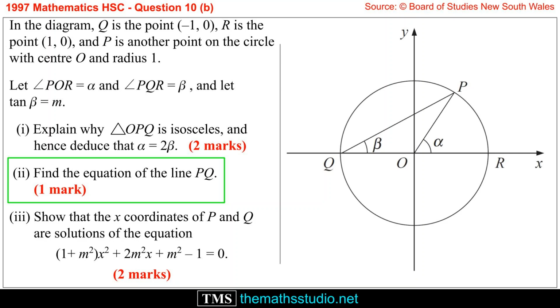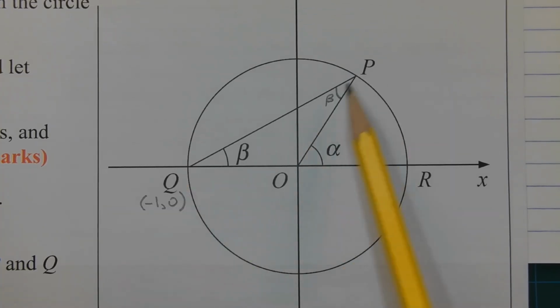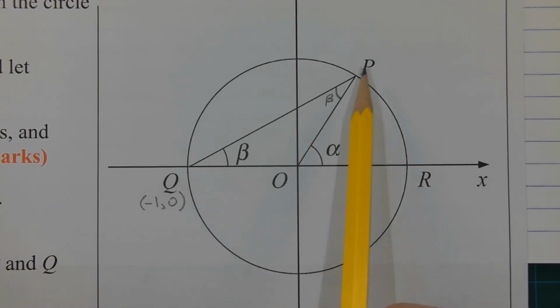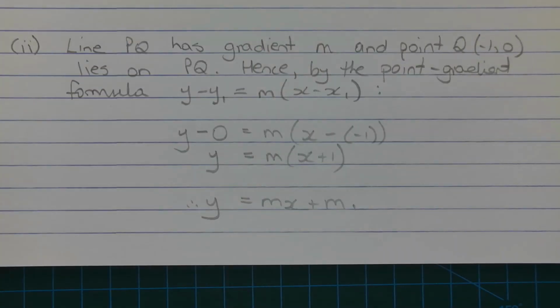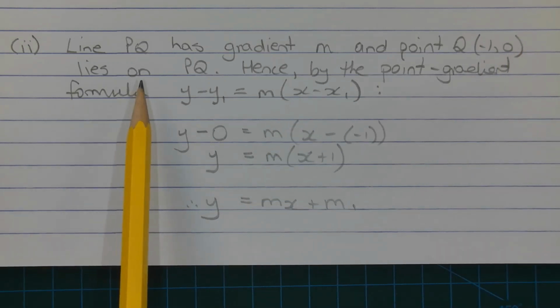Part 2. Find the equation of the line PQ. Line PQ has a gradient of m, and the point Q with coordinates (-1, 0) lies on PQ. And that's stated here. So line PQ has gradient m and point Q with coordinates (-1, 0) lies on PQ.